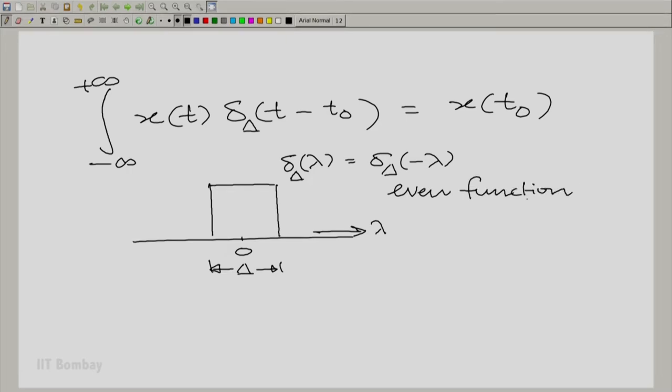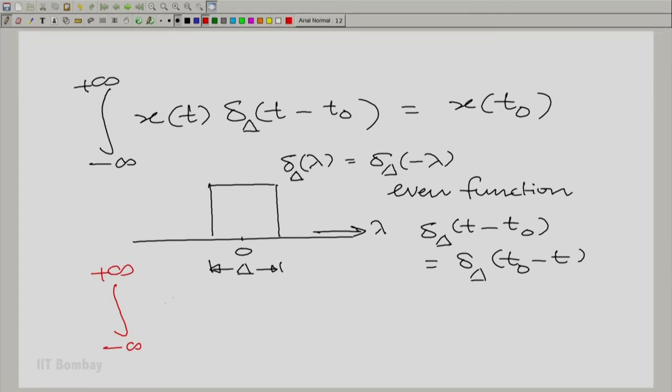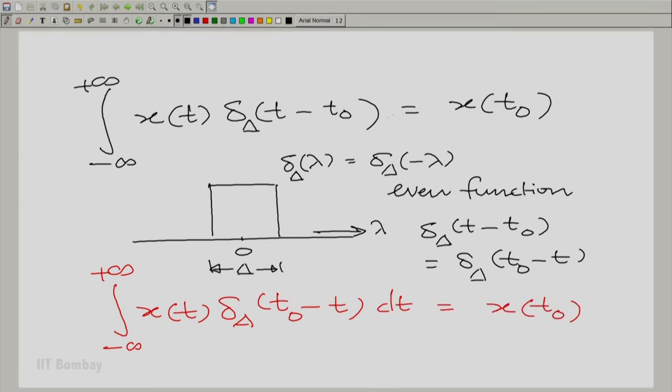And therefore, we said that delta_Δ(t minus t0) is equal to delta_Δ(t0 minus t). And therefore, we came to the important conclusion that the integral from minus to plus infinity of x(t) delta_Δ(t0 minus t), of course, here the integral was with respect to t, and here that's also with respect to t, is equal to x at t0. Here this integral should have been with respect to t, that's understood.